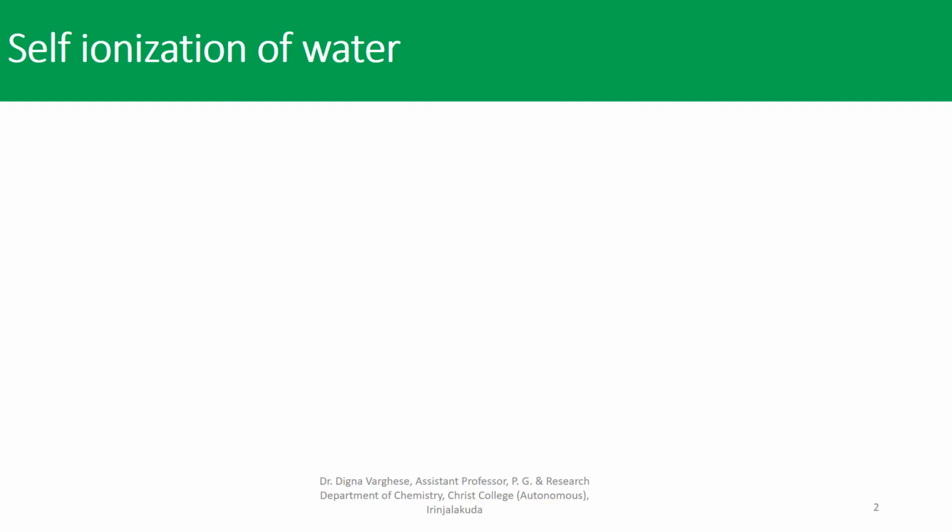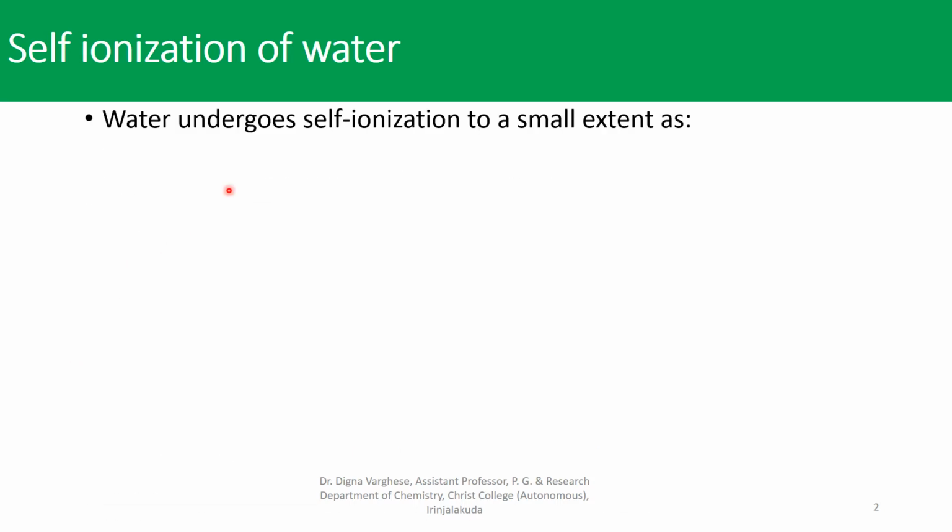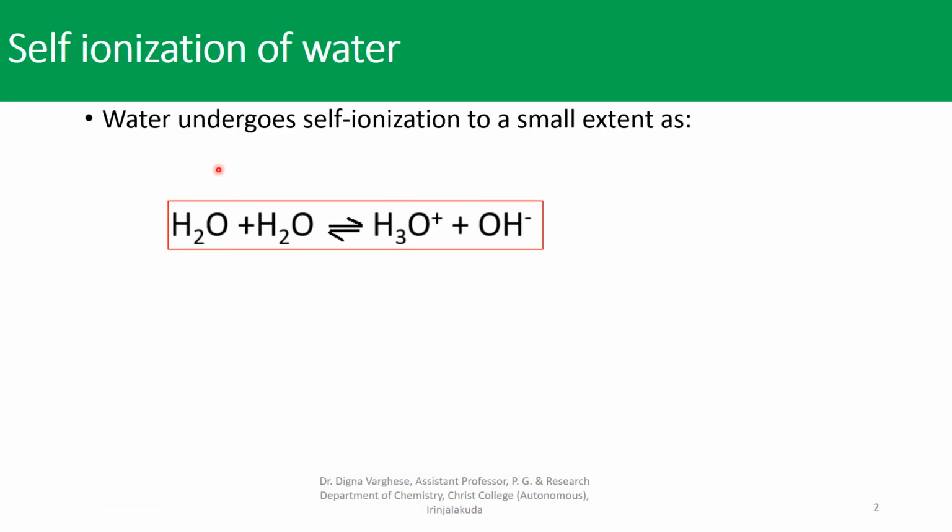Self-ionization of water. Water undergoes self-ionization to a small extent as given in the equation: H2O + H2O in equilibrium with H3O+ + OH-. That means water undergoes self-ionization to give hydronium ion and hydroxyl ion.